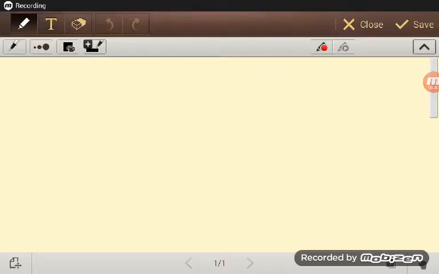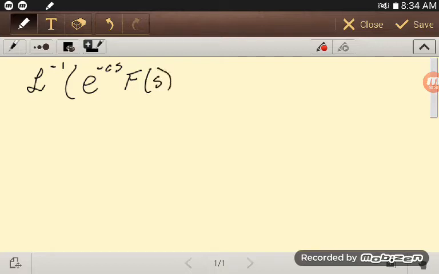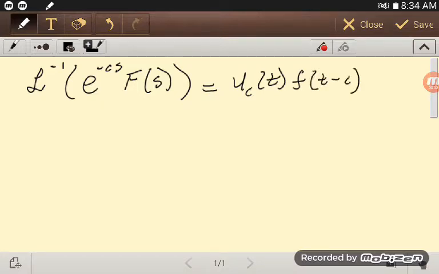We want to look at a particular Laplace inverse. We want to look at this one where it says, suppose you see something like e to the minus cs f of s. What does that become? And according to our table, they write it as uc of t f of t minus c. Okay, so what does that mean?